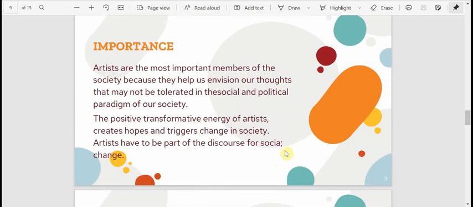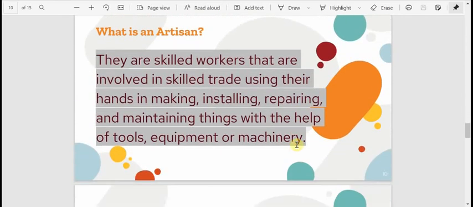So now, let us take a look naman. Ano nga ba ang artisan? Ano ang pinagkaiba nito? Ano ang pinagkaiba niya sa mga artist? So artisan, these are people who are skilled workers that are involved in skilled trade using their hands in making, installing, repairing, and maintaining things with the help of tools, equipment, and machinery.